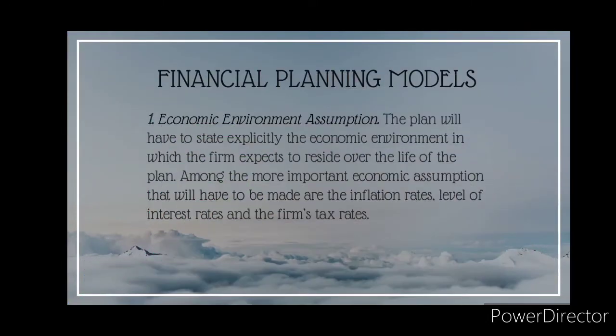So there are 6 financial planning models. The financial planning process will differ from firm to firm, just as companies differ in size and products. However, a basic financial planning model will have the following common elements: A. Economic environment assumptions. B. Sales forecasts. C. Pro forma statements. D. Asset requirements. E. Financial requirements and additional funds needed.